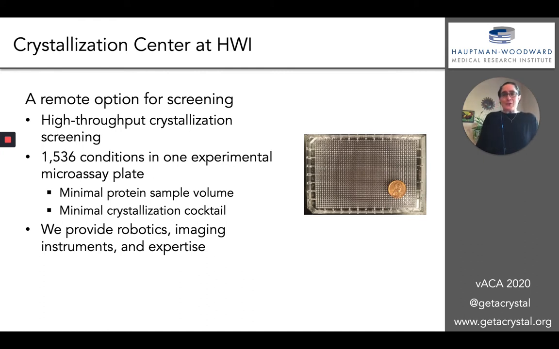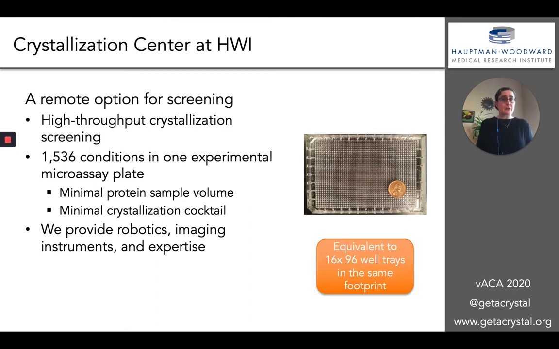Okay, so at the Crystallization Center at HWI, we offer a remote option for high throughput crystallization screening for your samples. We have a particular microassay plate that has 1,536 different wells, and so we can screen very efficiently for 1,536 conditions in this one plate. This is equivalent to sixteen 96-well trays in the same physical footprint as one 96-well tray. That enables us to use a very small amount of protein sample and a very small amount of crystallization cocktail. We provide the robotics, imaging instruments, and expertise.